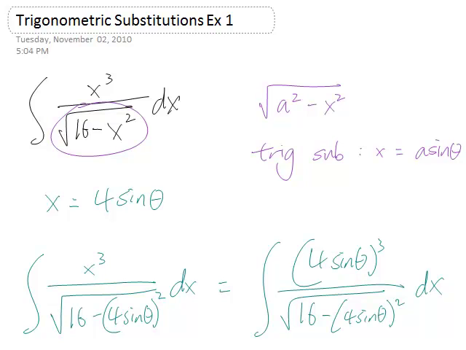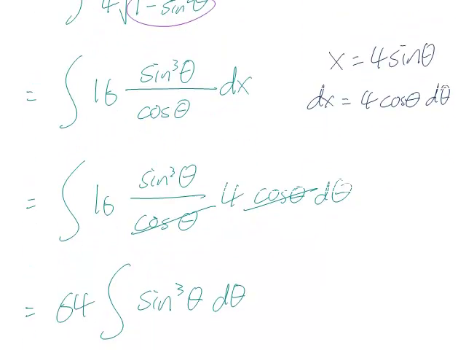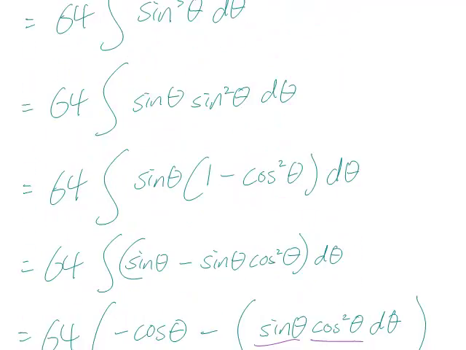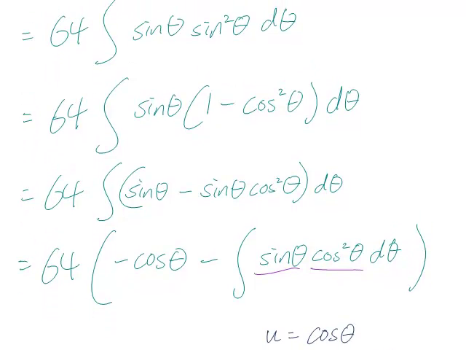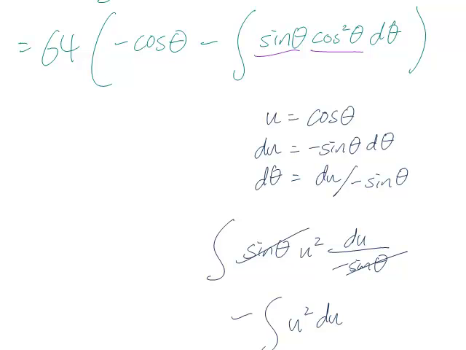So a quick review of what we did. We used the trig sub x equals a sine theta because we have the square root of a squared, which is 16 in this case, minus x squared in our integrand. And when we did the substitution, we got the integral of sine cubed. There are several ways of doing sine cubed, but the way that I did it here is that I rewrote sine cubed as sine times sine squared, and then turned sine squared into 1 minus cosine squared, multiplied everything out, and used a change of variables, the substitution, to do the integral of sine cosine squared.